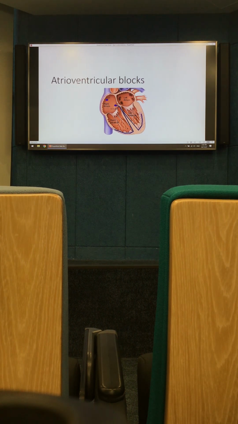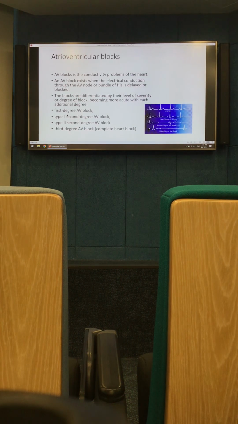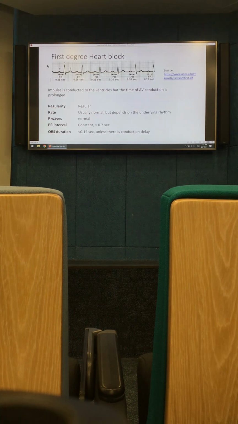And remember what atrioventricular block is. There are three types of block: first degree heart block, second degree heart block, and third degree heart block. Make sure you understand how to calculate by measuring the PR interval. The first degree heart block characteristic is a regular rhythm with a prolonged PR interval. The PR interval will be more than 5 small squares.